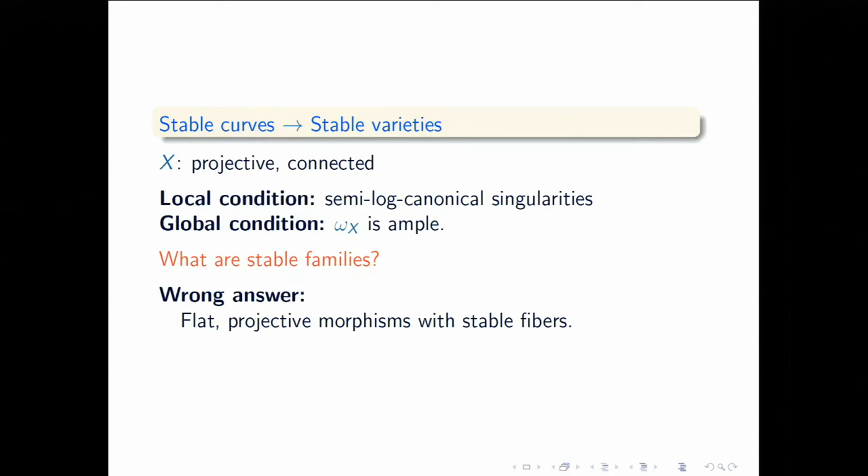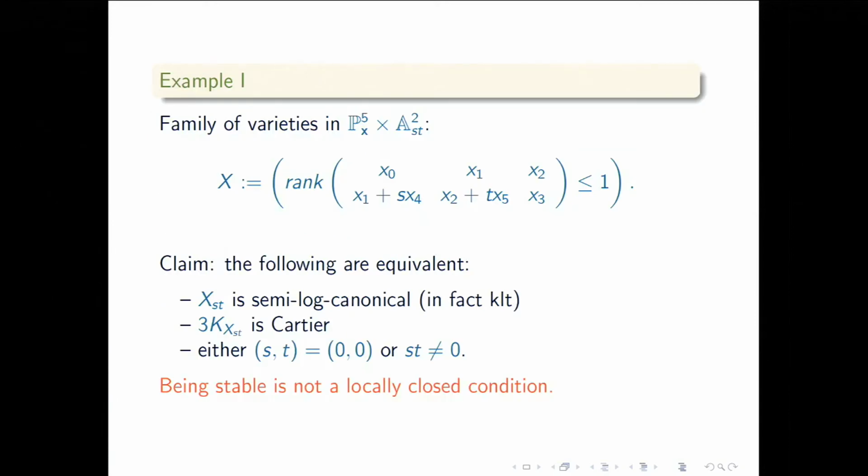Okay? So let me see if I can give you some nice example illustrating it. I start with a family of varieties, and I try to write down an example that David Eisenbud would really like. It's a two-parameter family. They sit inside P5. The condition is that the rank of this matrix be at most 1. And now we claim that the fiber has semi-canonical singularities. In fact, in this case, it is KLT. The fibers are all non-normal, so it's much nicer, if and only if 3 times the canonical class of the fiber is Cartier. It's completely fine so far.